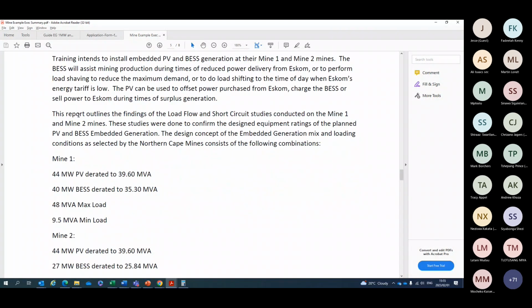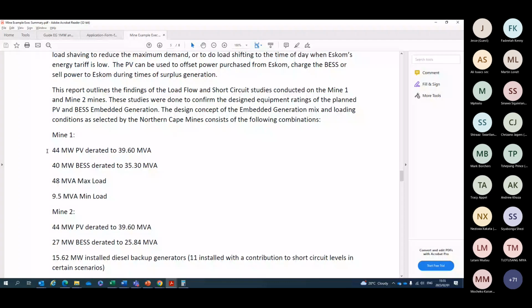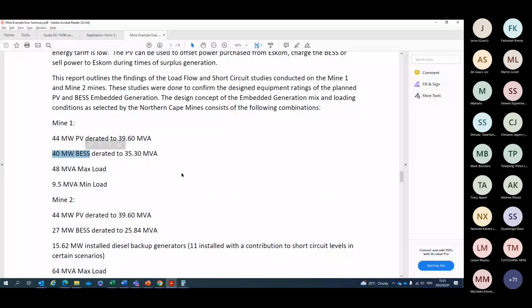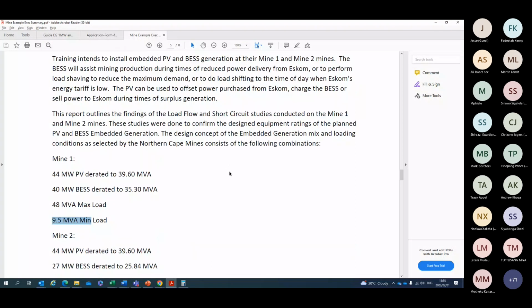They tell you they've got, in this case, 44 megawatts of PV and 40 megawatts of BESS for the one system, and 48 megawatt MVA max load and minimum load. That's the information from the customer that they have received.